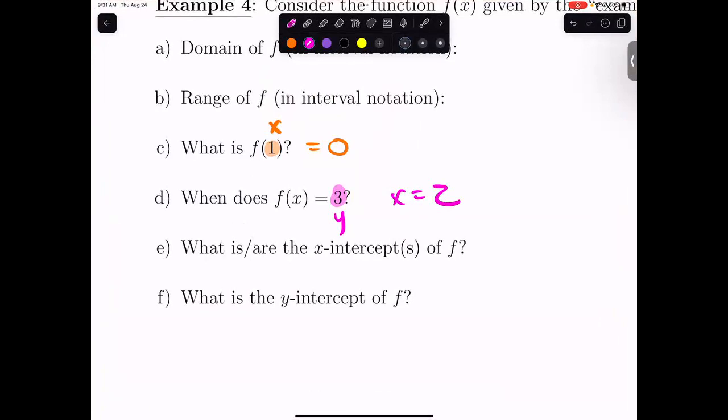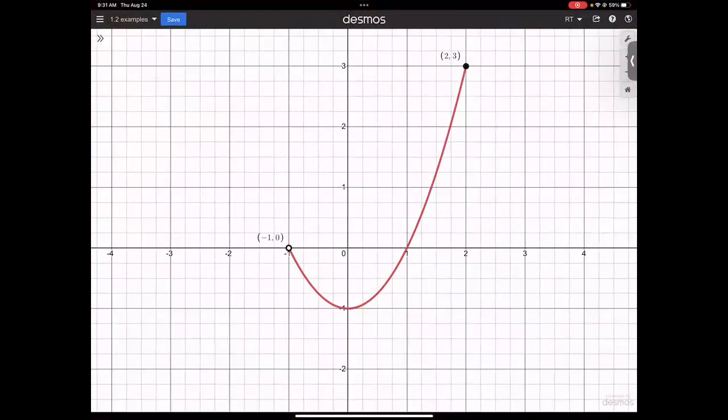X and y intercepts, same idea. X intercepts are going to be where you hit the x-axis. Y-intercept is going to be where you hit the y-axis. So what's the x-intercept? One for sure, right? Can it be 2? There can be 2. There can be as many as you want.